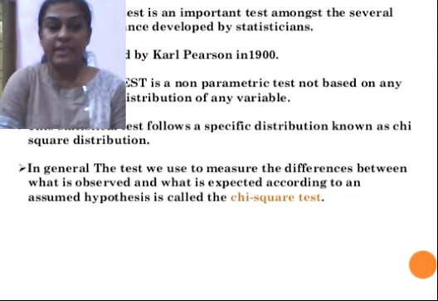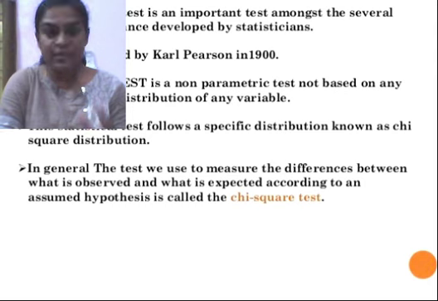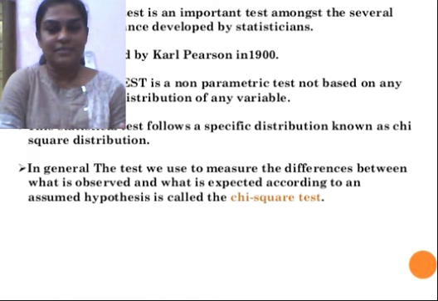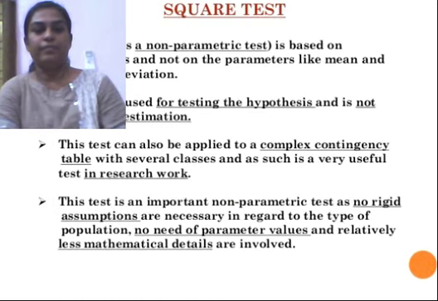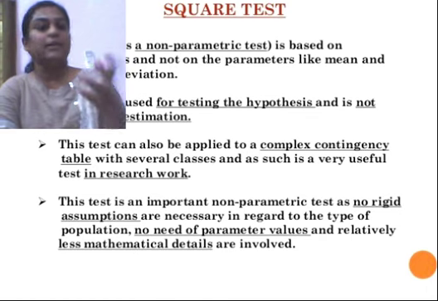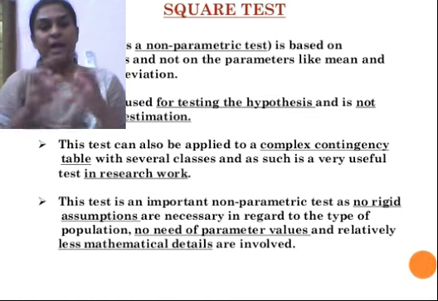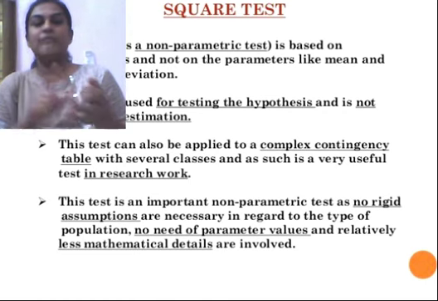So I can say that this chi-square test is an important test among the several tests of significance developed by the statisticians. Let me tell you some important characteristics of chi-square test. It is a non-parametric test. It is based on frequencies and not on the parameters like mean and standard deviation.